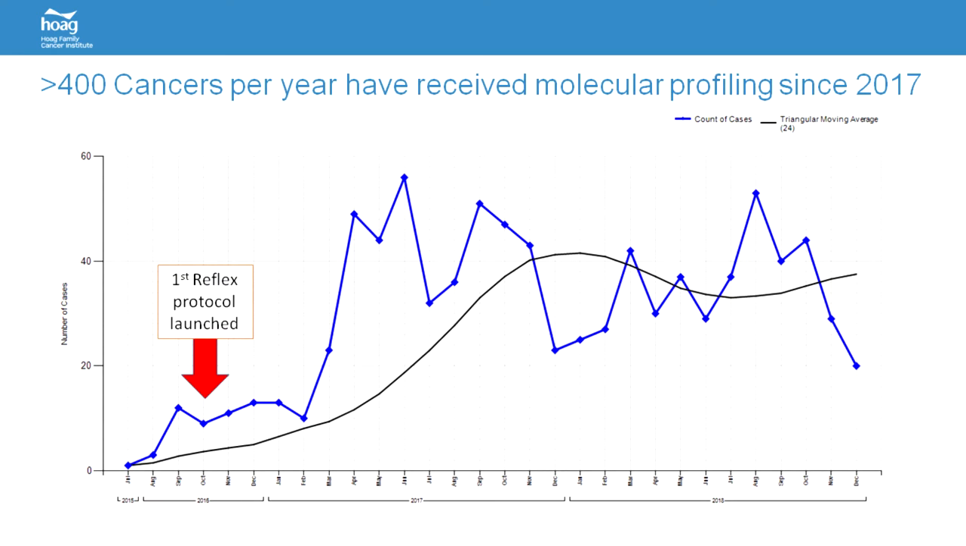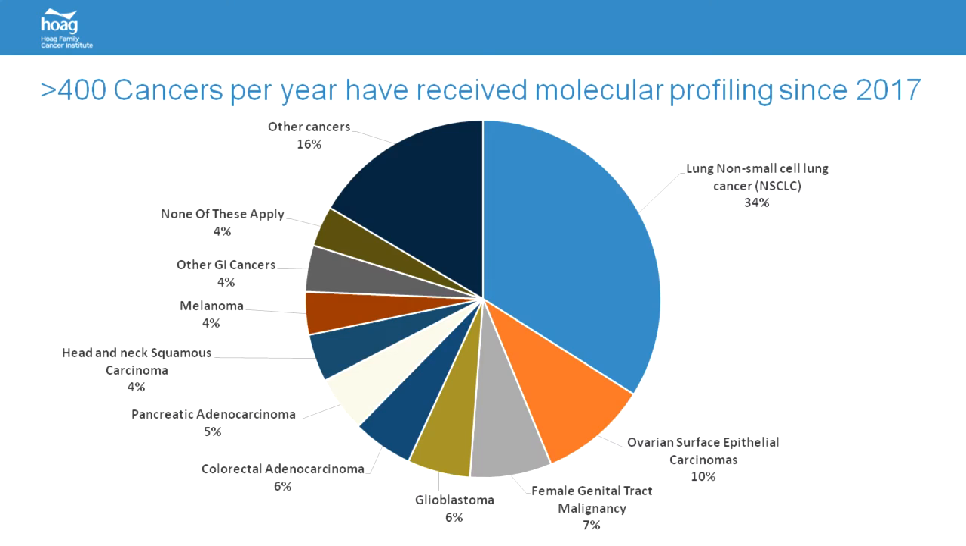And after several months, we rolled out the remaining reflex programs. And you can see our volume shot up quite nicely after several months there. So it's been a couple years now of having our full reflex testing in place. So what are the cancers that are actually being sequenced here?